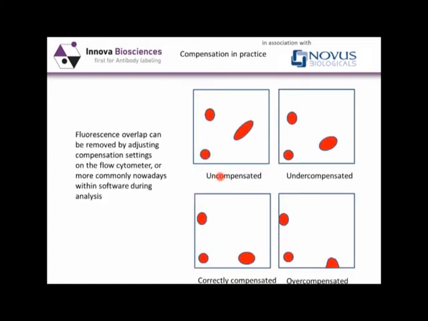This diagram shows an indication of uncompensated data and how this changes when you correctly set the compensation settings on your machine.